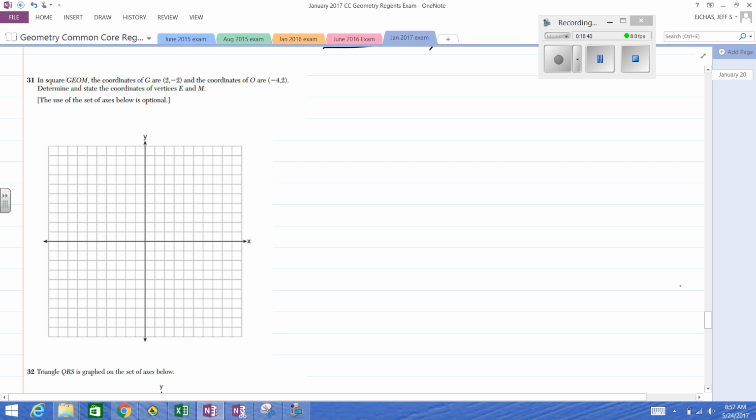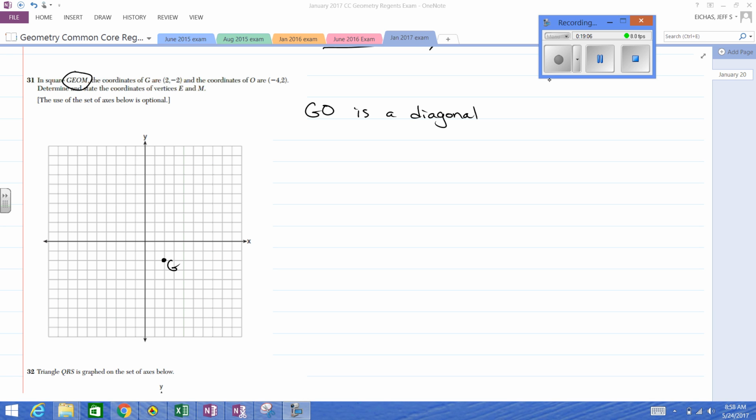Okay, I'm sure this one's going to stump a lot of people. All right, when they give you the letters of the square, G-E-O-M, you need to know that G-O is a diagonal. The order of the letters are critical here, and I saw some of my students do this. So let's go plot it, and I'll show you what I mean. 2, -2 is G. So there's G, and then O is at -4, 2.